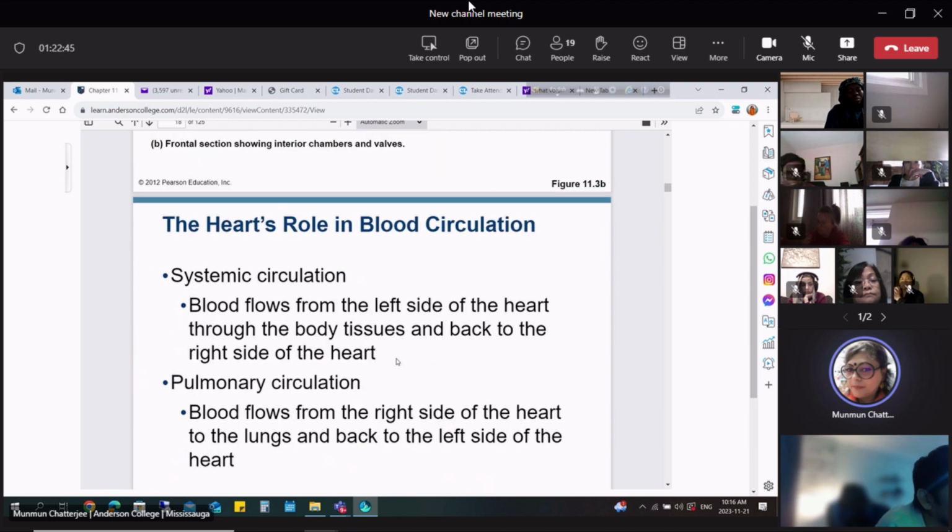So we have 2 types of circulation. The heart does the circulation, right? We have 2 types of circulation: systemic circulation and pulmonary circulation. What is systemic circulation? When the blood flows from the left side of the heart, I told you this carries the oxygenated blood from the left side of the heart throughout the body, tissues, and cells, and back to the right side of the heart. That is the systemic circulation.